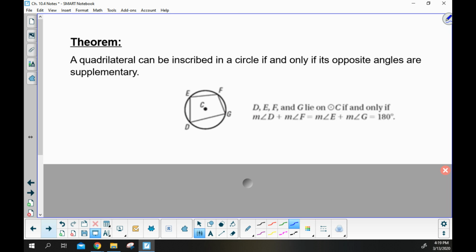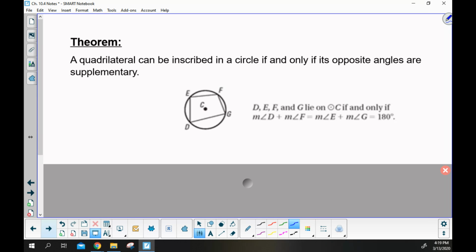All right. Then our next theorem deals with quadrilaterals. A quadrilateral can be inscribed in a circle if and only if its opposite angles are supplementary. Not to get this confused with a parallelogram, which means opposite angles are congruent. This is opposite angles are supplementary. So we see here that E and G have to add up to 180, and D and F have to add up to 180. It's the only way it works.